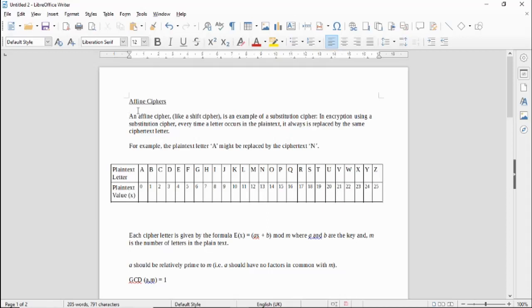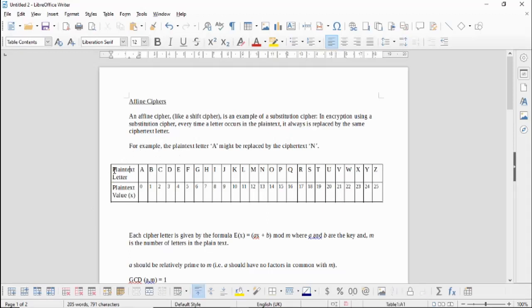For example, the plain text letter A might be replaced by the ciphertext N, but this is usually done using a formula. As you can see here is a table of the alphabet. We're going to work with the English alphabet because that's a common alphabet that everyone is familiar with, A to Z, 26 letters. So the plain text values don't actually go from 1 to 26, but from 0 to 25. You will see later on why.